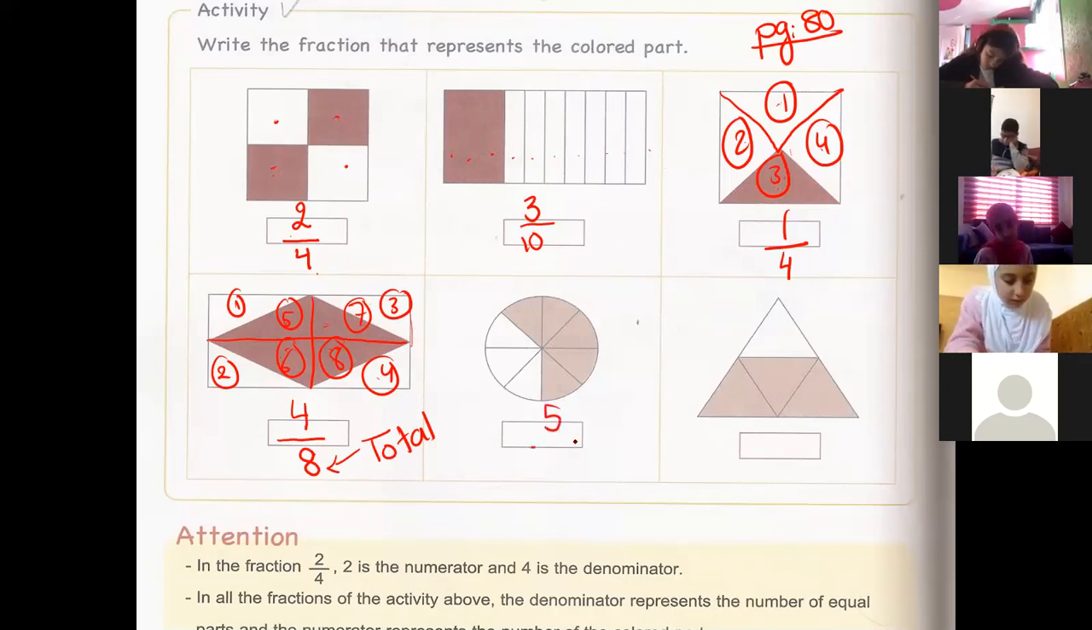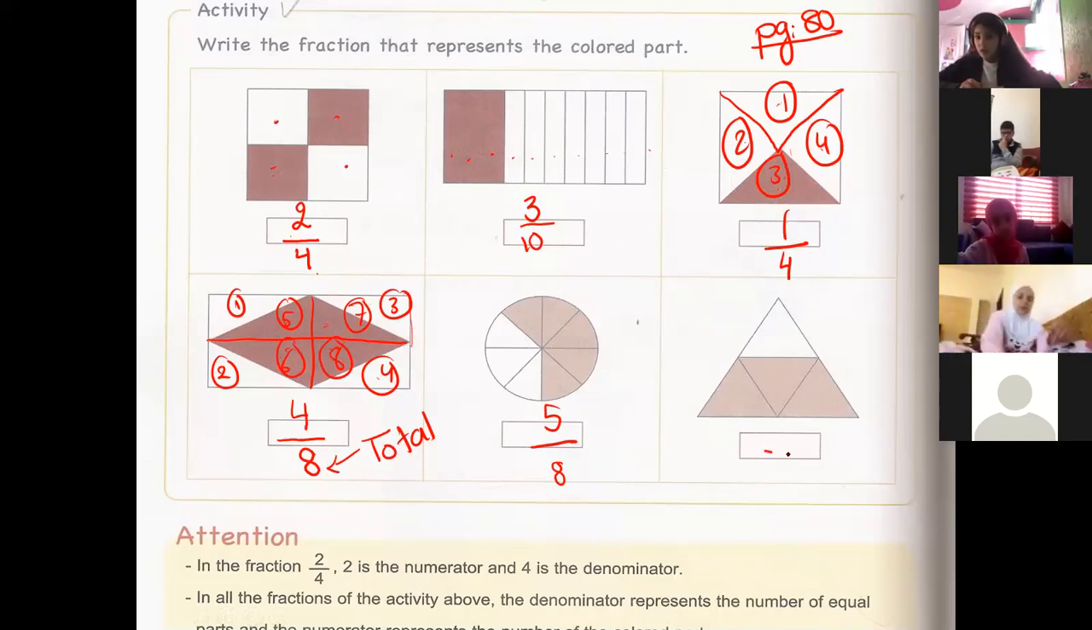5 out of? Numerator is 5 and 5, 6, 7, 8 is that denominator. Excellent Amal. Bravo. 8 is the denominator, the total number. Bravo. Zahra Abdulrida. 5. Yes. The last one.